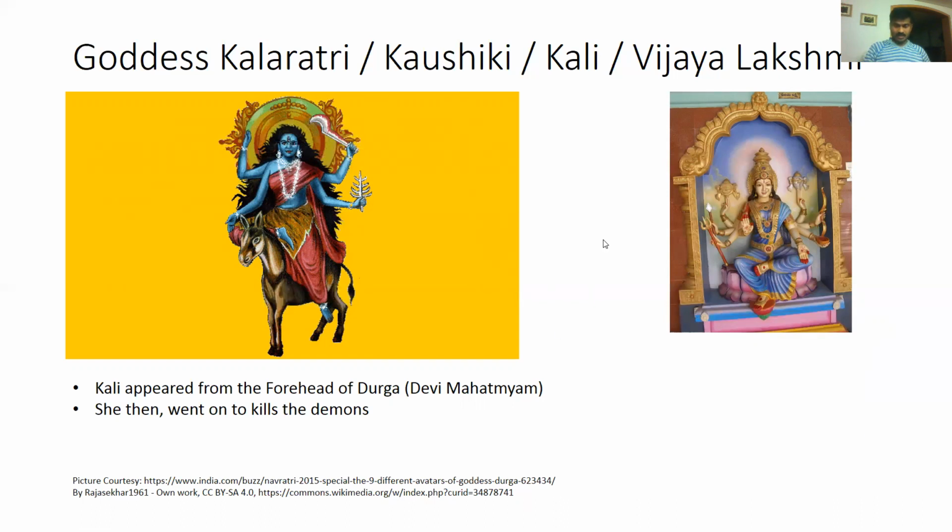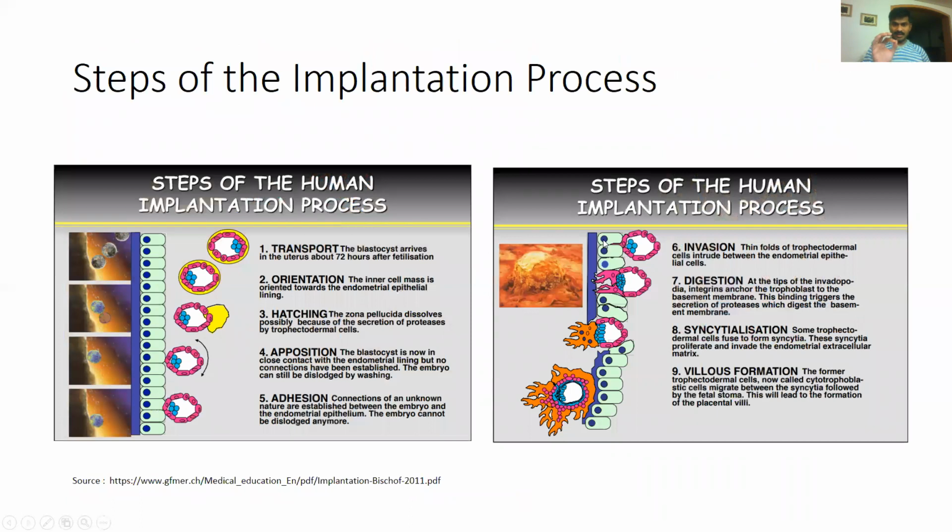Now, let's see the implantation process. This is important to understand. After fertilization, the egg cell undergoes division, and it has to make a huge or long journey before it comes to the uterus. And that's what is mentioned as one, transport. Then, orientation: the inner cell mass is oriented towards the endometrial lining. Okay, it changes its direction.